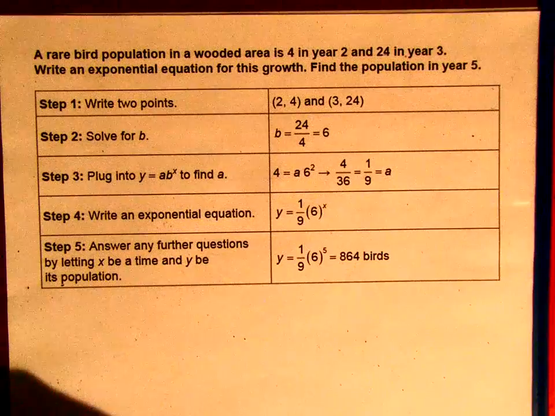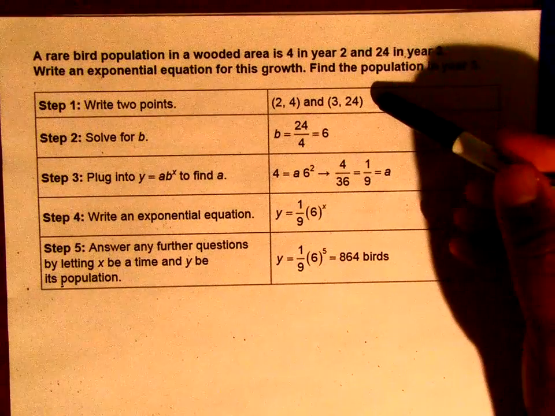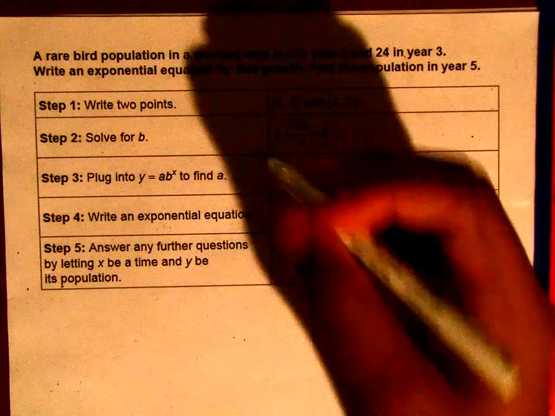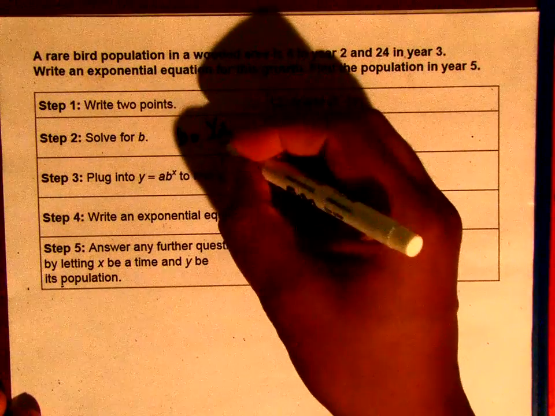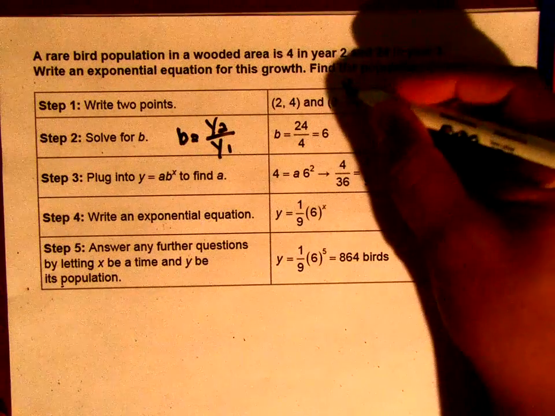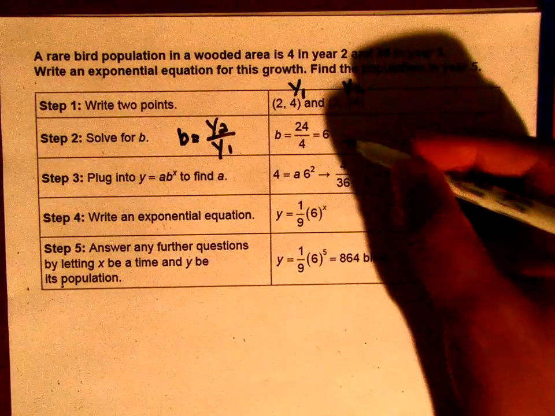All right, so first thing they did is they wrote out the 2 points, and then they solved for B with this formula here. B is equal to y2 divided by y1. So they took y2 and y1 and divided, and that's how they got B.